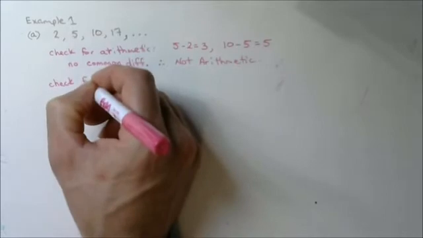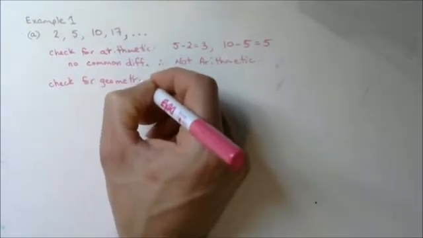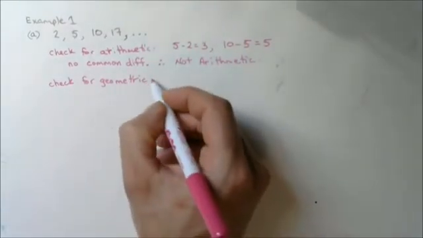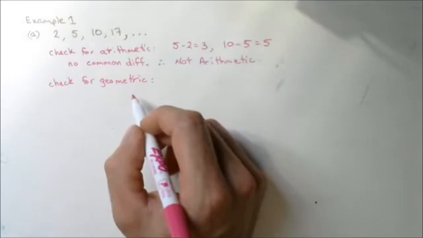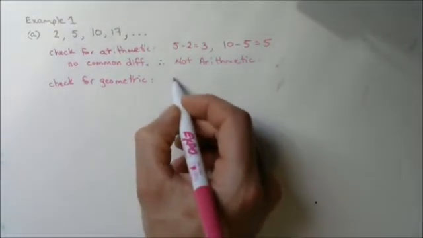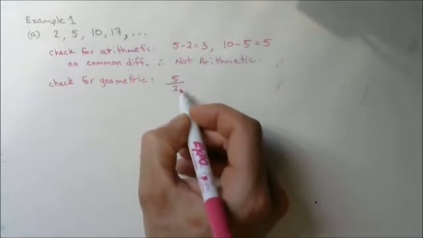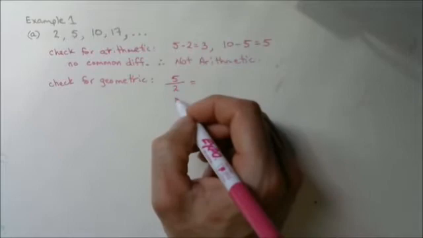So, check for geometric. Now, if you were doing this in your practice problems, I would definitely not expect you to write this each time. But to check for geometric, we are looking for a common ratio. So what we need to do is take term 2 and divide it by term 1, the preceding term. 5 over 2 reduces to 2.5.